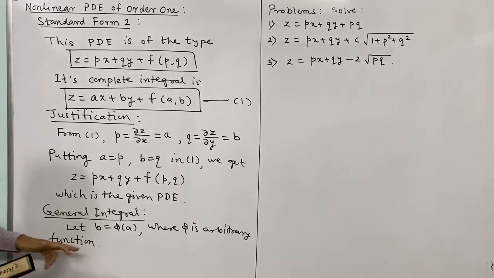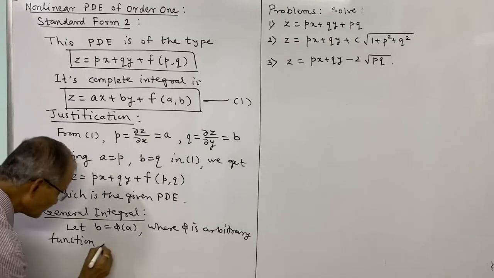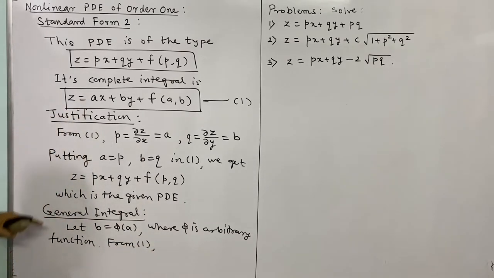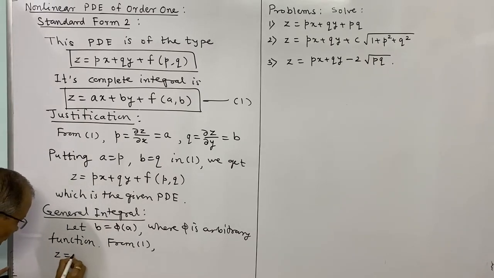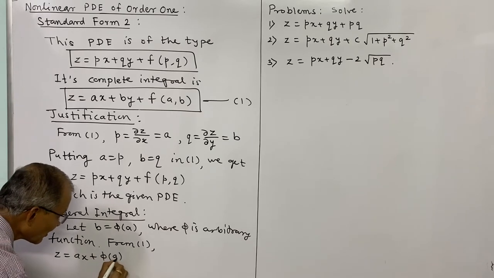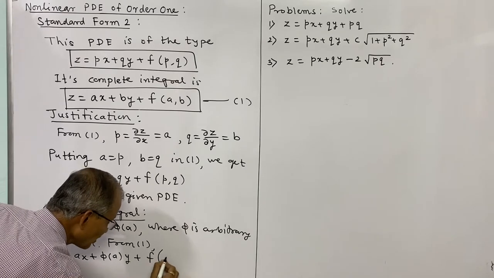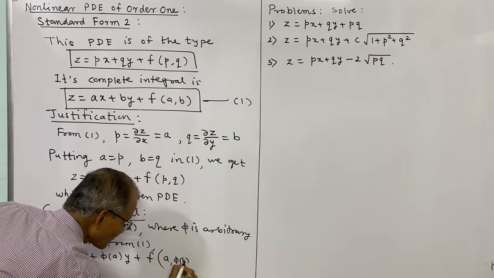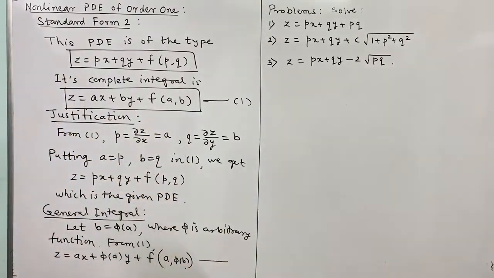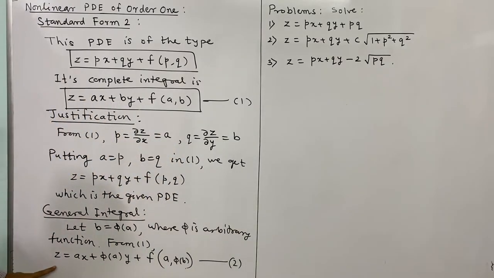Then put this value of b in 1. So from 1, we get z is equal to a into x plus phi of a into y plus a function of a and phi of a. We suppose this as our next equation, the second. Now further we differentiate the second.